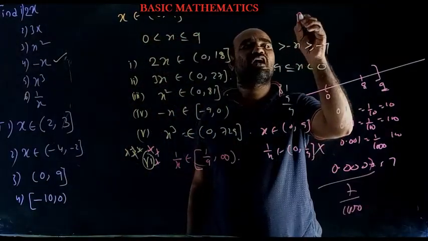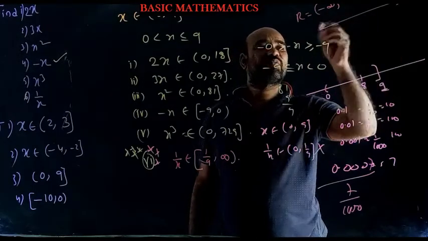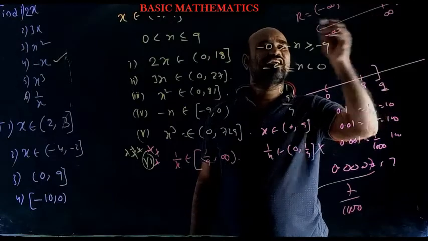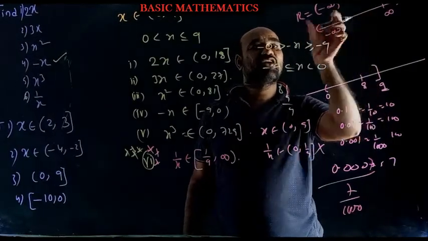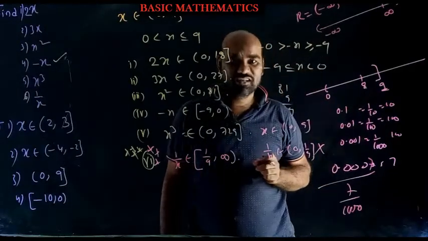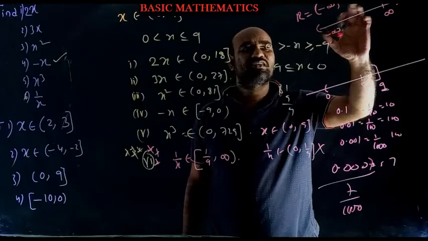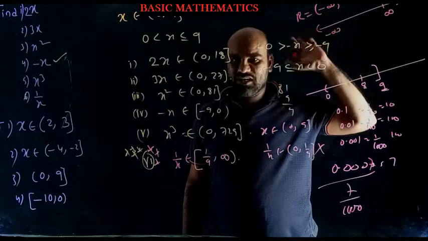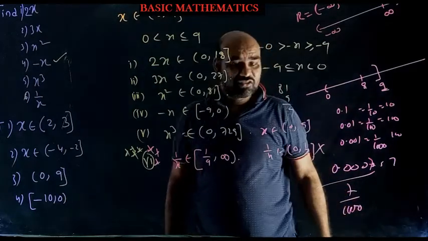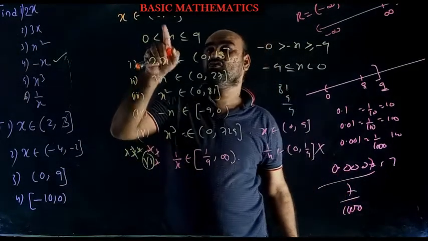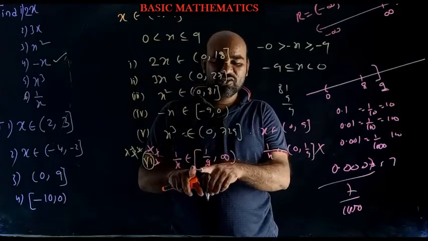Important note: R means what? All real numbers from minus infinity to infinity can be represented by R, the open interval minus infinity to infinity. Why did we write an open interval? Because infinity is not a number. It shows a bigger positive real number, and minus infinity shows a bigger negative real number. That's why instead of R you can write the open interval minus infinity to infinity. So what happened here? X belongs to 0 to 9. The reciprocals will be from 1 by 9 to infinity.